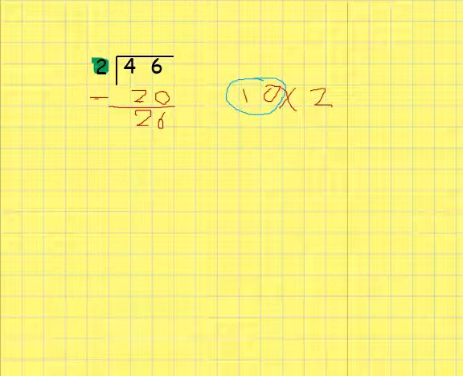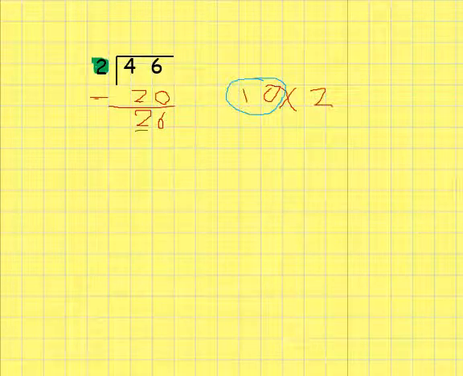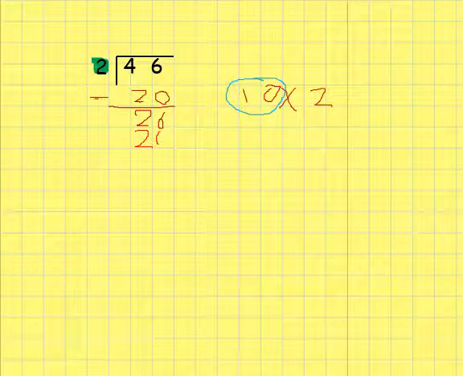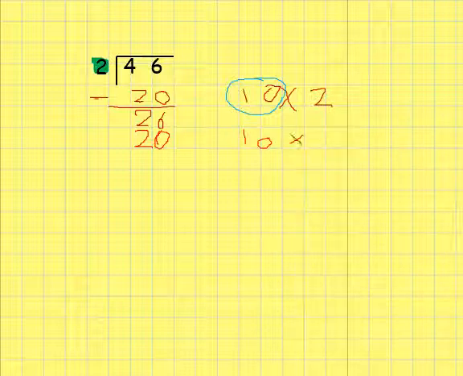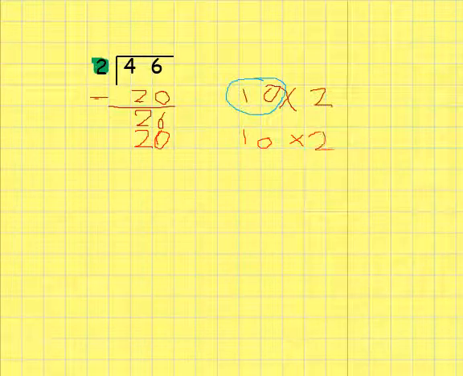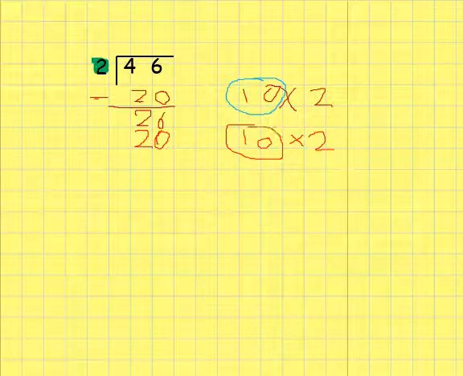So I'm happy now I've circled the right number, and I'm left with 26. So again, I'm going to be able to chunk another 20 off, and that's going to be 10 times 2. I'm sure you've probably already worked out the answer.